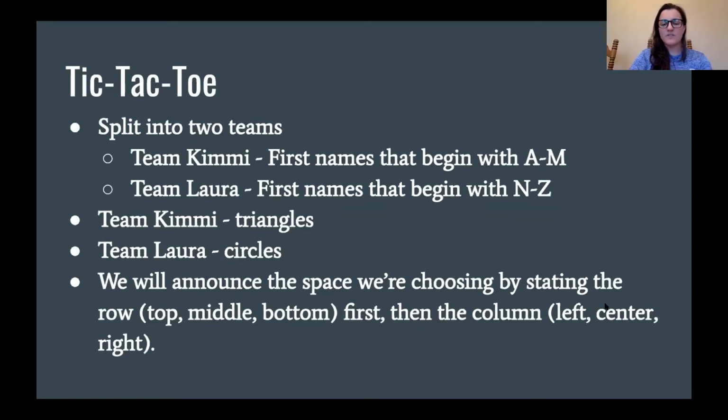Now, how is it that we're going to say where we're putting our tiles? All right, so like we did yesterday, we will announce the rows by top, middle, and bottom. And the columns, which we said go up and down, by left, center, and right. So you'll say the row and the column together to identify your space. If I want to go in that first space on the top left, I would say Miss Kimmy places a triangle in the top left, and that would be me taking that space.